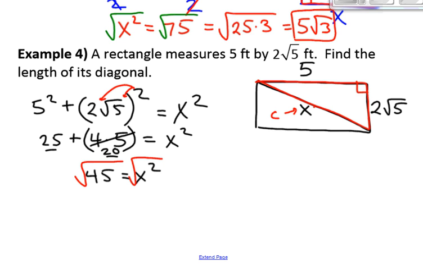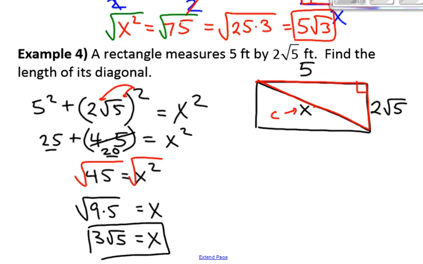And now to find x, we simply take the square root of both sides. And so we look for the perfect square that's inside 45, which is 9 times 5. And so then the square root of 9 is 3, so our x is equal to 3 root 5.